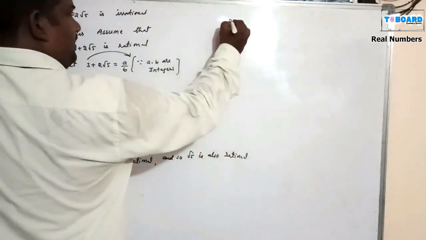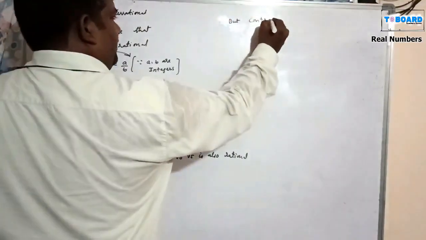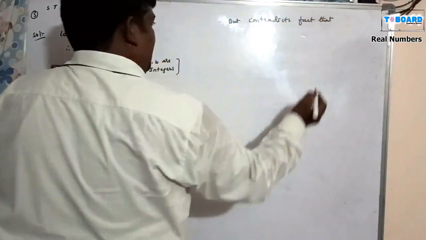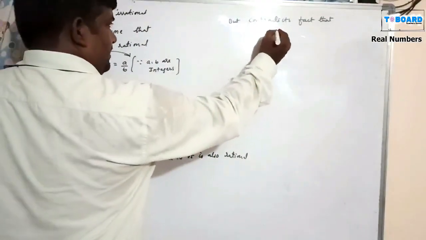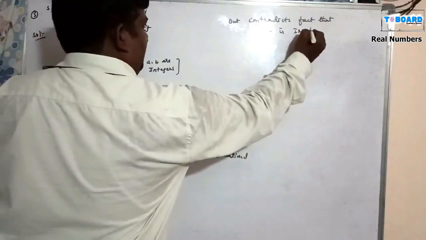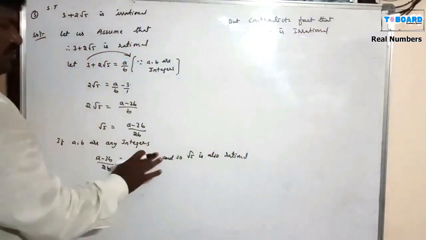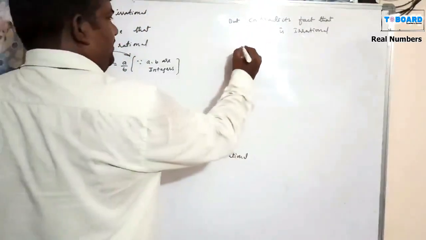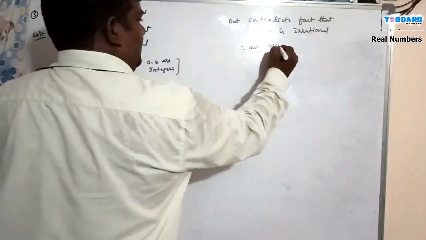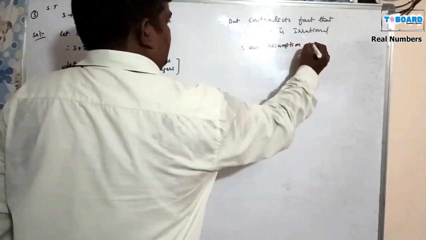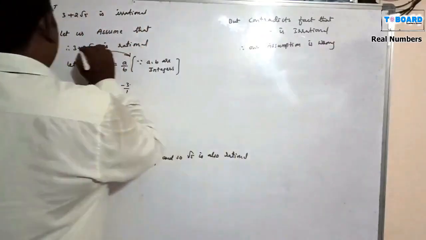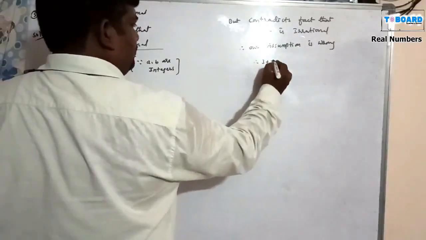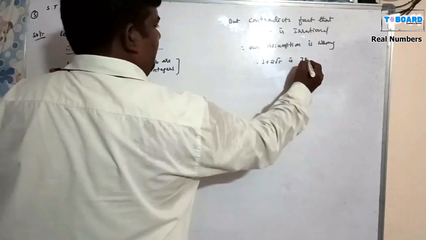But this contradicts the fact that root 5 is irrational, not rational. But here, what you have to prove? Root 5 is rational. But this contradicts the fact that root 5 is irrational. So our assumption is wrong. What is our assumption? 3 plus 2 root 5 is rational is our assumption. Therefore, 3 plus 2 root 5 is irrational.